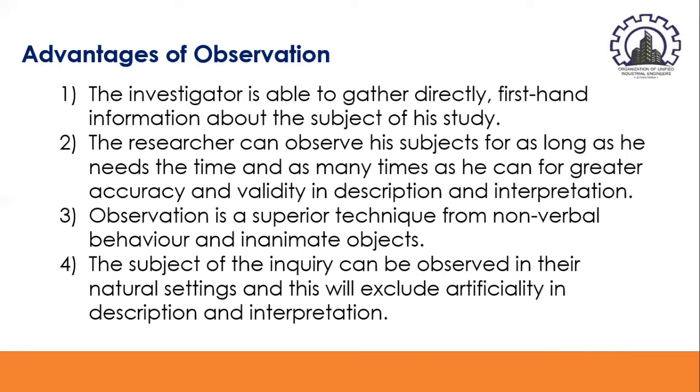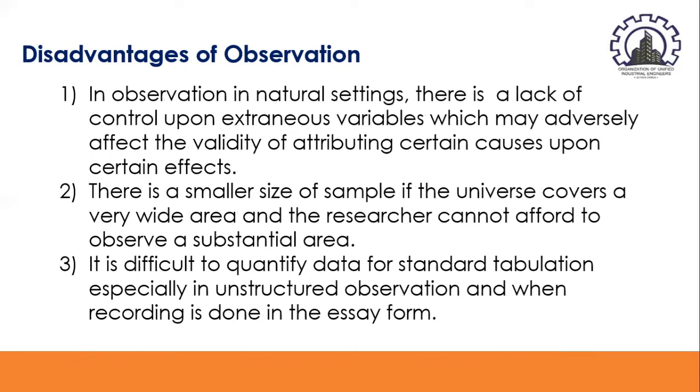On the other hand, the disadvantages of observation, though, is that in observation in natural settings, there is actually a lack of control upon extraneous variables, which may adversely affect the validity of attributing certain causes upon certain effects. Now, what do we mean by extraneous variables then? Well, if we say extraneous variables, these are undesirable variables that influence the relationship between the variables that an experimenter is examining. So these are variables that influence the outcome of an experiment, though they are not the variables that are actually of interest. And moreover, these variables are undesirable because they add error to an experiment.